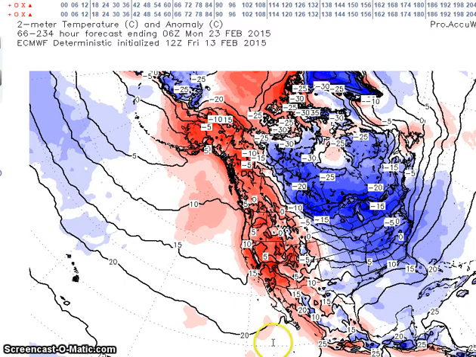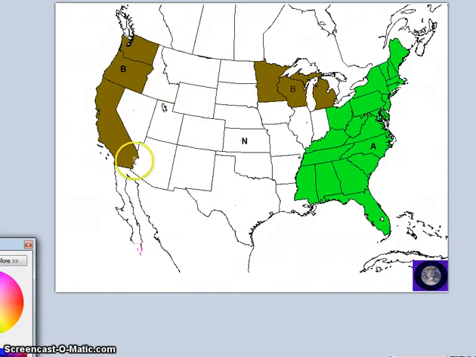For precipitation, I'm forecasting below normal precipitation for the west coast states and across the upper Mississippi Valley, and above normal precipitation for this region. Next, we're going to look at the period for February 24th to the 28th.